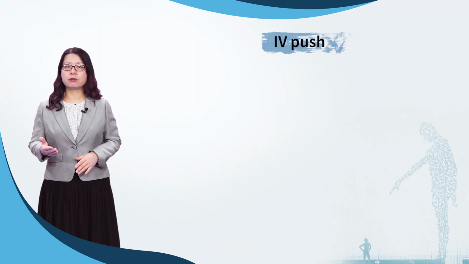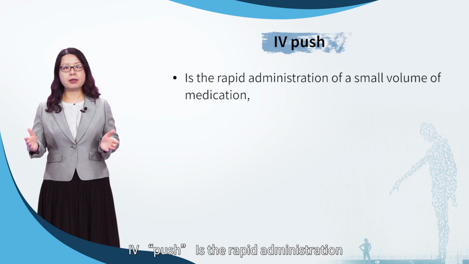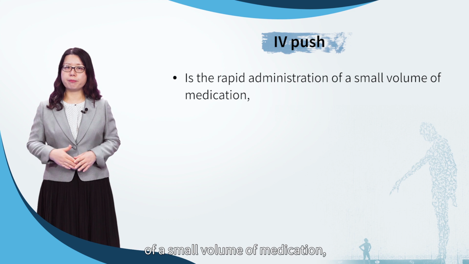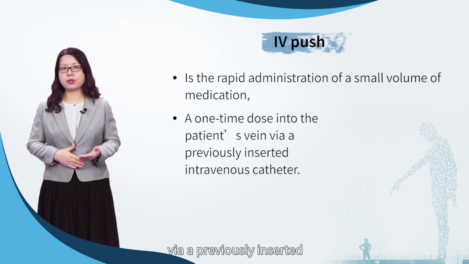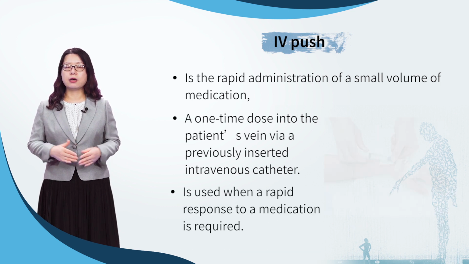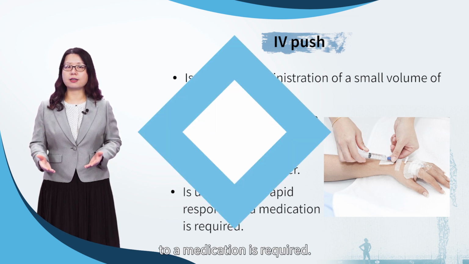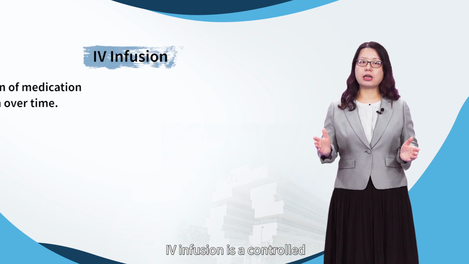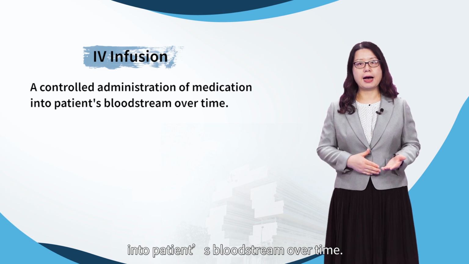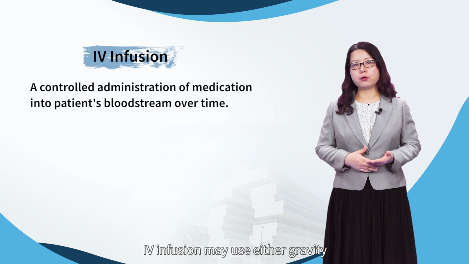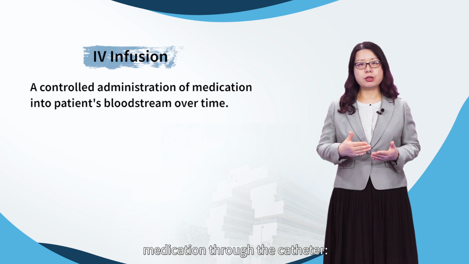The IV push. A little different from intravenous infusion, IV push is the rapid administration of a small volume of medication, a one-time dose into the patient's vein via a previously inserted intravenous catheter. This method is used when a rapid response to a medication is required. IV infusion is a controlled administration of medication into the patient's bloodstream over time. IV infusion may use either gravity or a pump to infuse medication through the catheter.